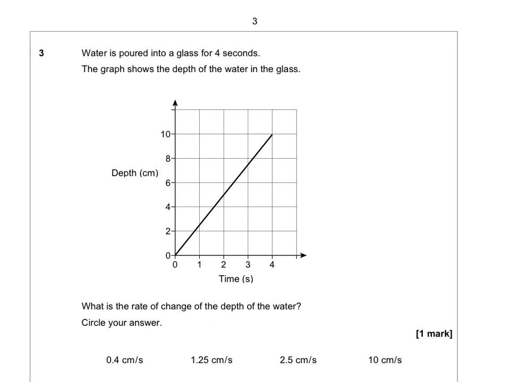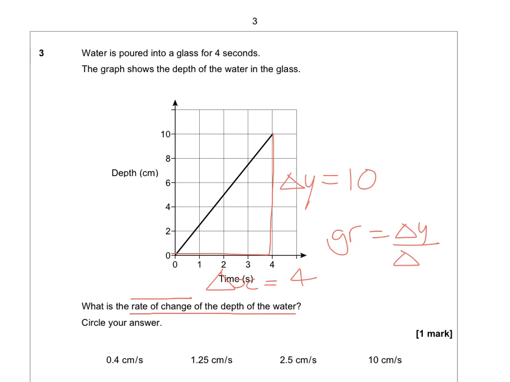Question 3. Water is poured into a glass for 4 seconds. The graph shows the depth of water in the glass. What is the rate of change of the depth of water? Now the rate of change is the gradient of this graph. So if we look at this right angle triangle here, the change in the y coordinate is 10, the change in the x coordinate is 4. Now we know the gradient is equal to delta y divided by delta x, which is 10 divided by 4, which simplifies to 2.5 centimetres per second.